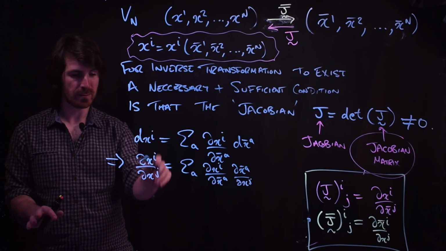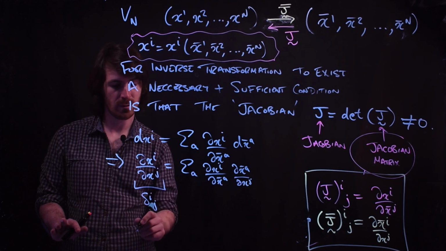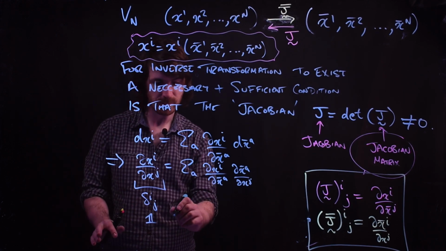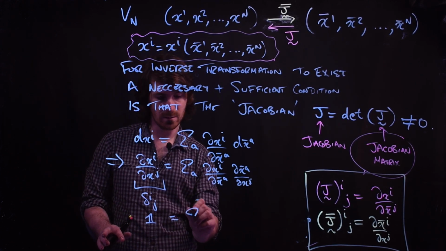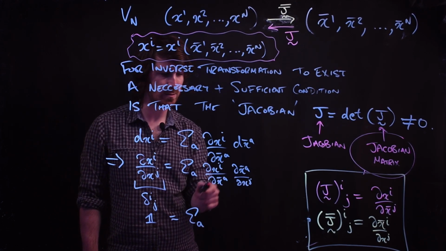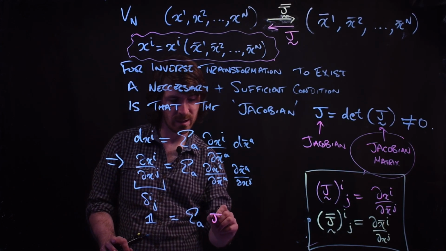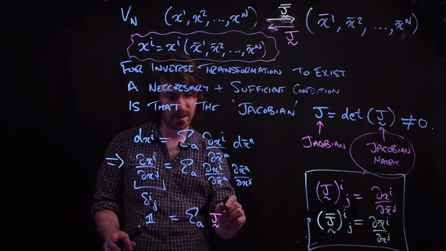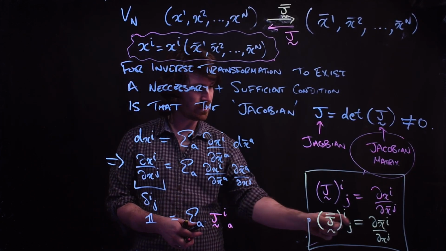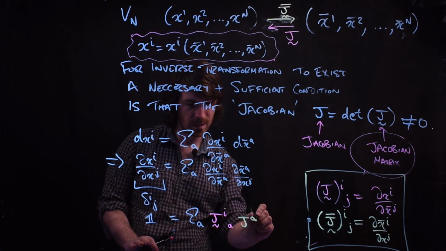But our coordinates are independent, so we know that the left-hand side is a Kronecker delta, which is 1 or 0, so this is a unit matrix, effectively. On the right-hand side, we can see that dx i by dx bar a is just our matrix J, so this is J with elements i, a. And this is just our elements of J bar, so this is J bar, a, j.